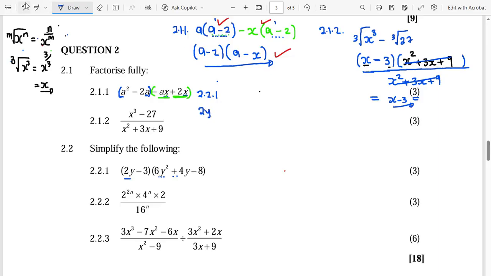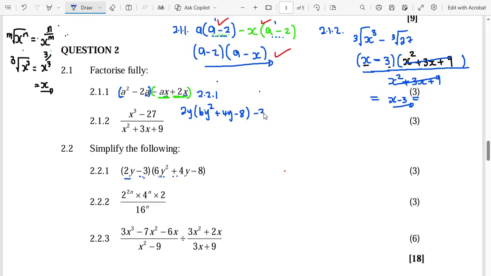Okay, I think we're gonna need a space for this one. I have to take the 2y, then multiply everything inside that bracket, the 6y squared plus the 4y minus 8. And then from this, I need to take the minus 3y, or the minus 3, multiply the bracket, which is 6y squared, then plus 4y with minus 8. You see? Now, let's multiply out the bracket.